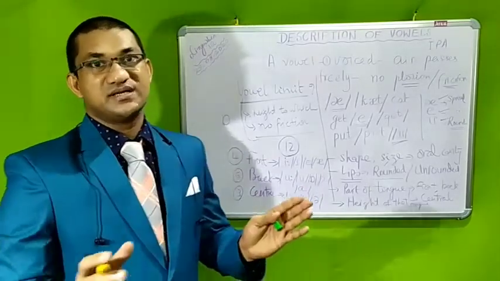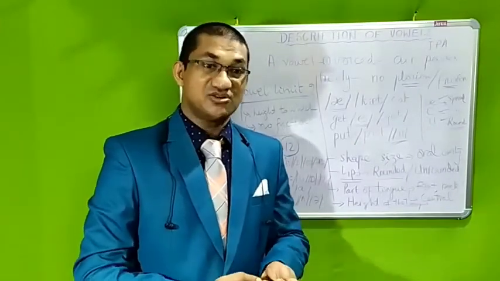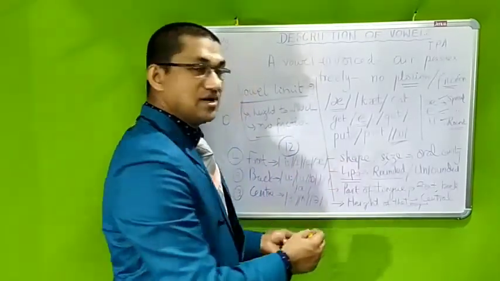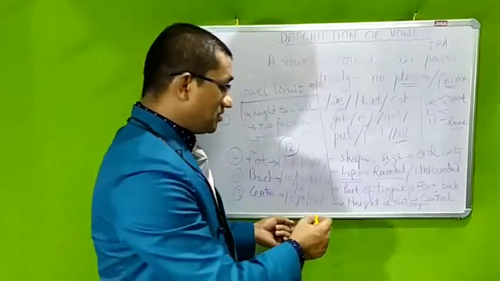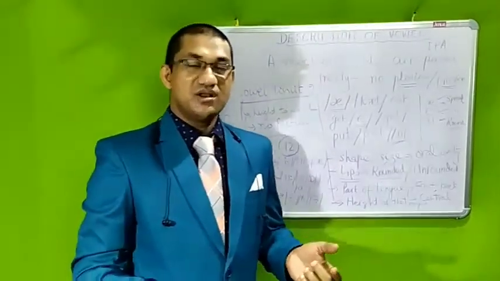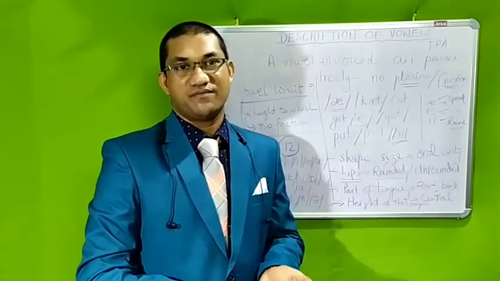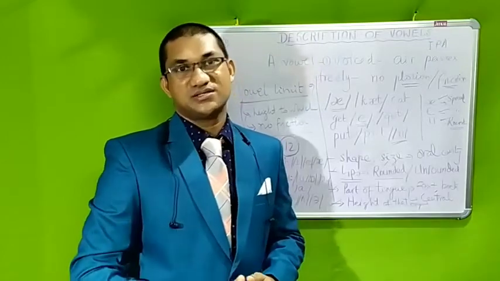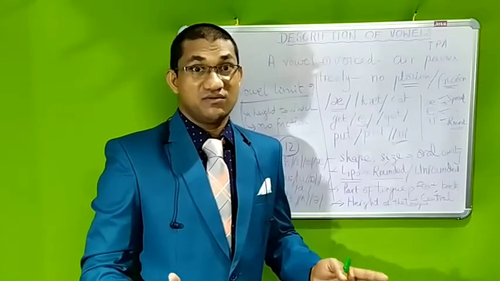So with this we wind up today's session. We understand that the vowels are described on the basis of 3 factors. Number 1, the position of the lips. Number 2, the part of the tongue that is used. Number 3, the height to which the tongue is lifted. These are the very basic concepts we have to understand while describing the vowel sounds.